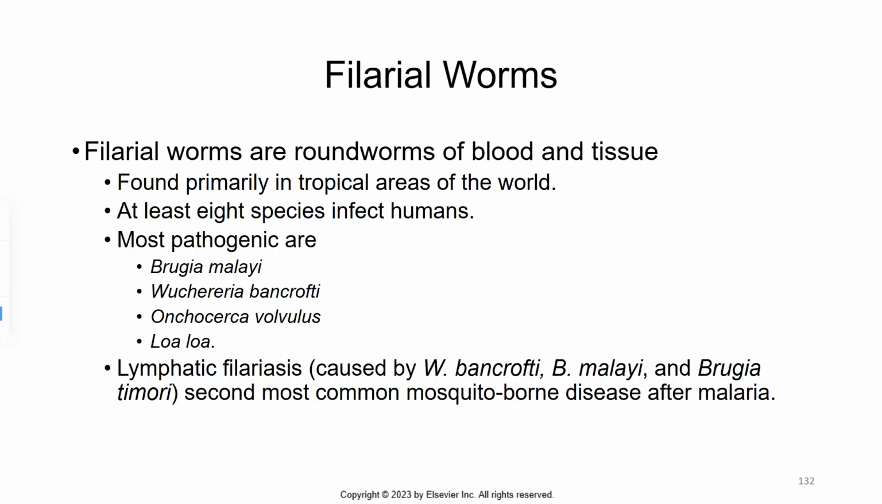So the filarial worms are roundworms of blood and tissue. They're found primarily in tropical areas of the world. At least 8 species infect humans. Most pathogenic are the 4 that I mentioned. Lymphatic filariasis, caused by W. bancrofti, B. malayi, and B. timori, is the second most common mosquito-borne illness after malaria.